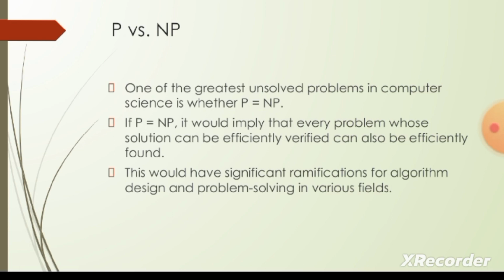So, next is NP versus P. One of the greatest unsolved problems in computer science is whether NP equals P. So, if P equals NP, it would imply that every problem whose solution can be efficiently verified can also be efficiently found. So, this would have significant ramifications for algorithm design and problem solving in various fields.